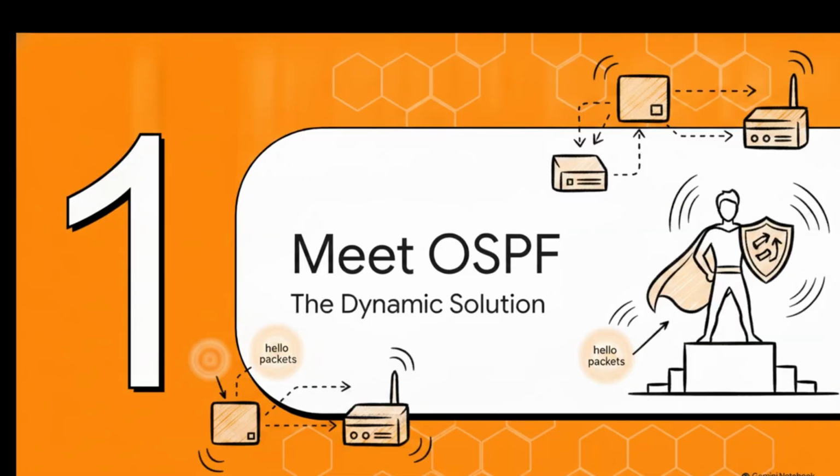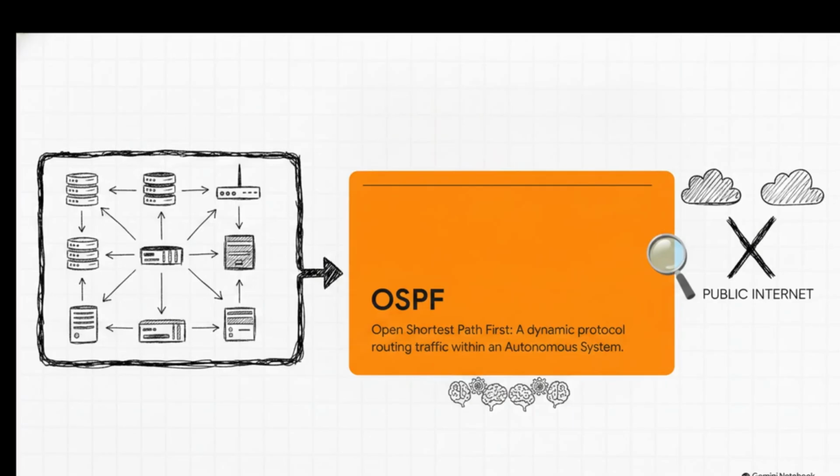Let's officially meet the star of the show, OSPF, our dynamic solution. Now, OSPF stands for Open Shortest Path First. It's an open-source, dynamic, interior gateway protocol. But the real takeaway here? It operates strictly inside one organization's logical boundary, what we call an autonomous system. Think of it as the central brain running your internal corporate network, not the protocol connecting you to the Wild West of the public internet.